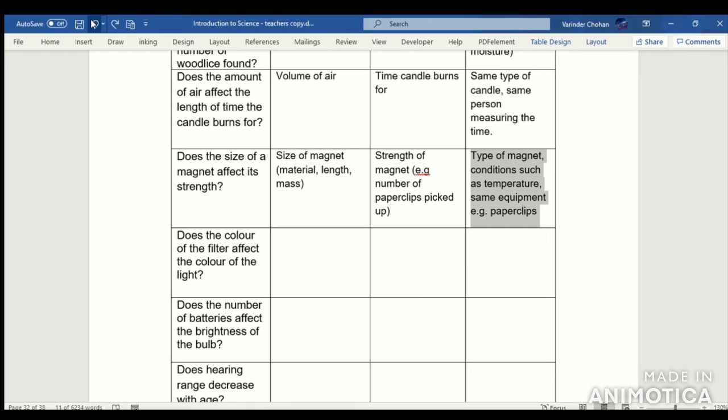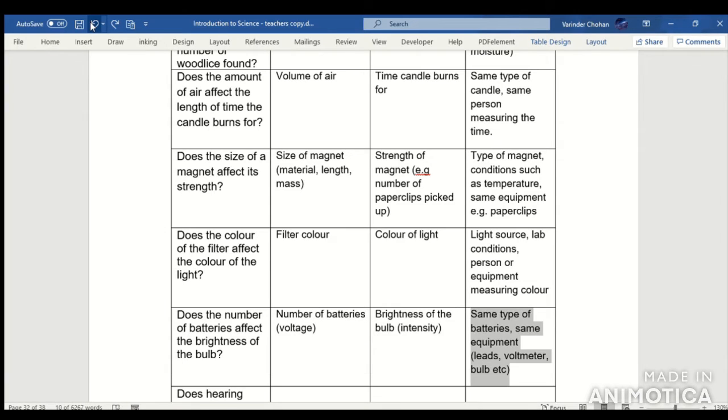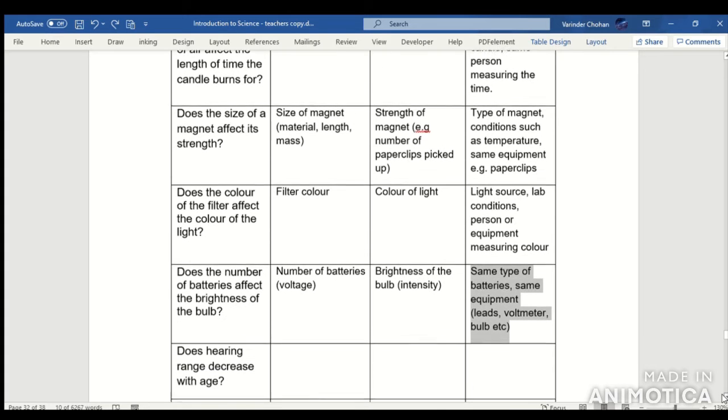Next practical. Does the color of the filter affect the color of the light? The independent variable is the filter color. The dependent variable, the color of the light. Control variables can include light source, lab conditions, person. Does the number of batteries affect the brightness of the bulb? Independent variable is number of batteries. Dependent variable is the brightness of the bulb. Control variables are the same type of battery, same equipment, etc.